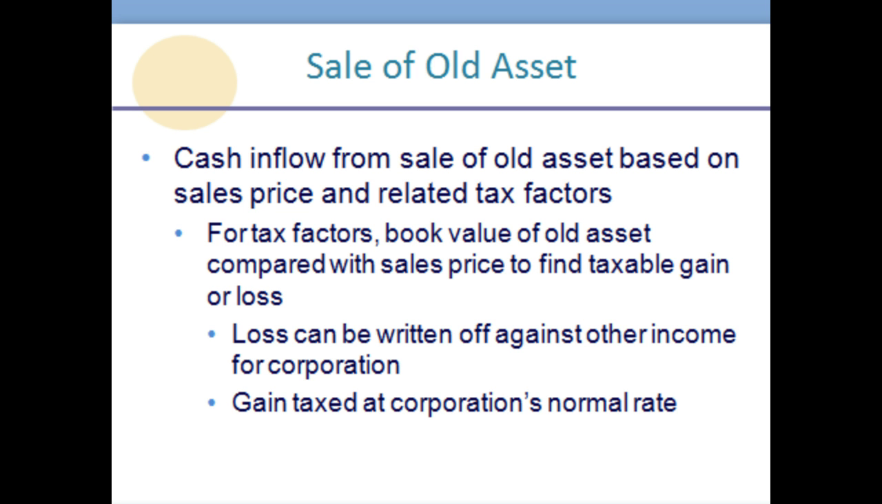The sale of the old asset provides cash inflow based on the sales price and related tax factors. For the tax factors, the book value of that old asset compared with the sales price would be used to find the taxable gain or loss. A loss can be written off against other income for the corporation, but the gain is taxed at the corporation's normal rate.